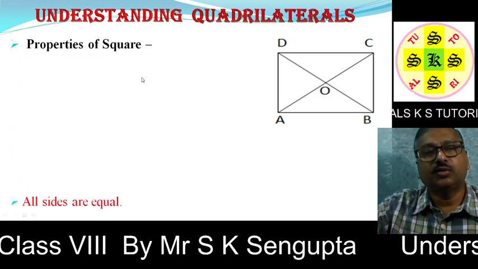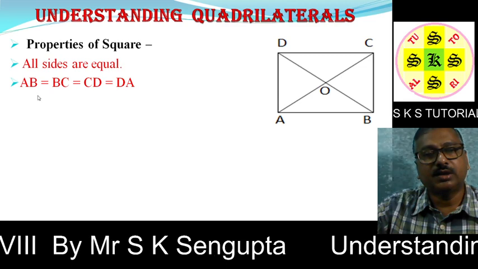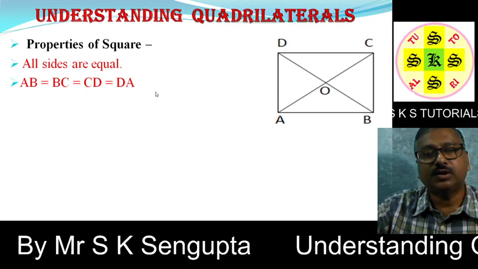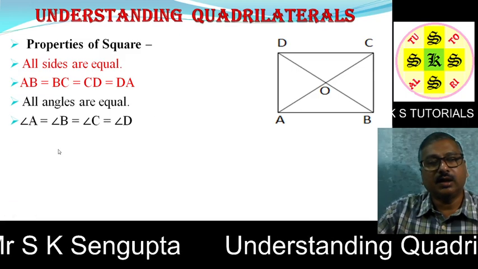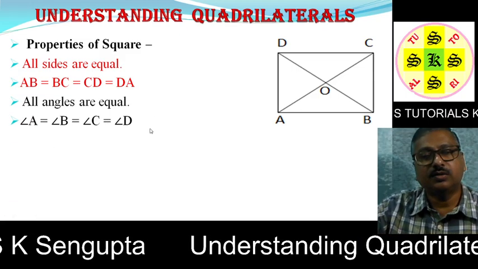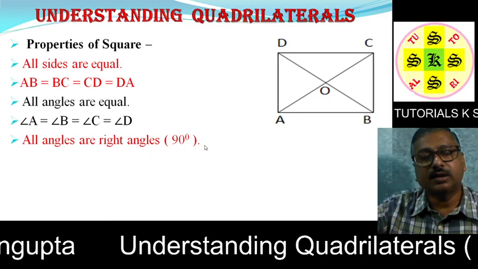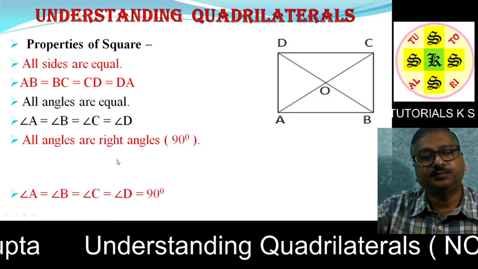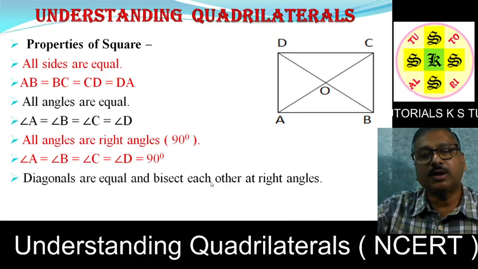So now properties of a square. All sides are equal. So that is AB equal to BC equal to CD equal to DA. All angles are equal. That is angle A equal to B equal to C equal to D. This is also 90 degrees. All angles are right angles. That is, we can write in the same line also. Diagonals are equal, bisect each other.